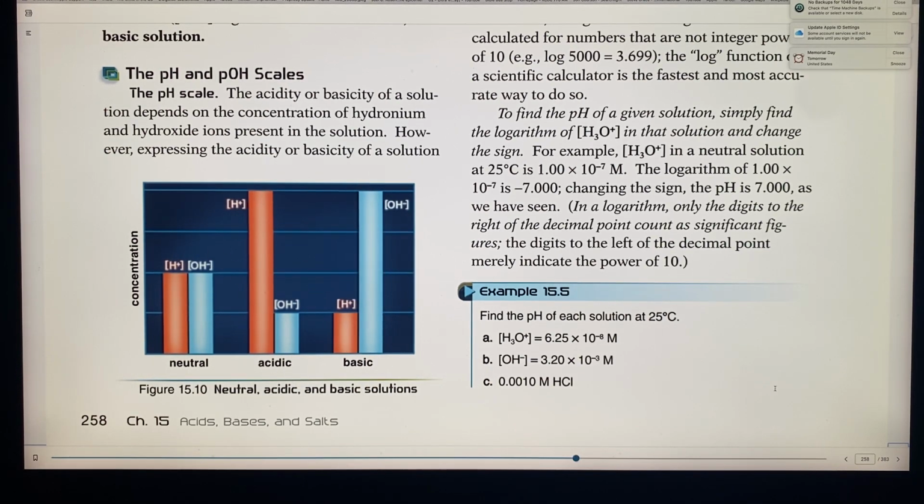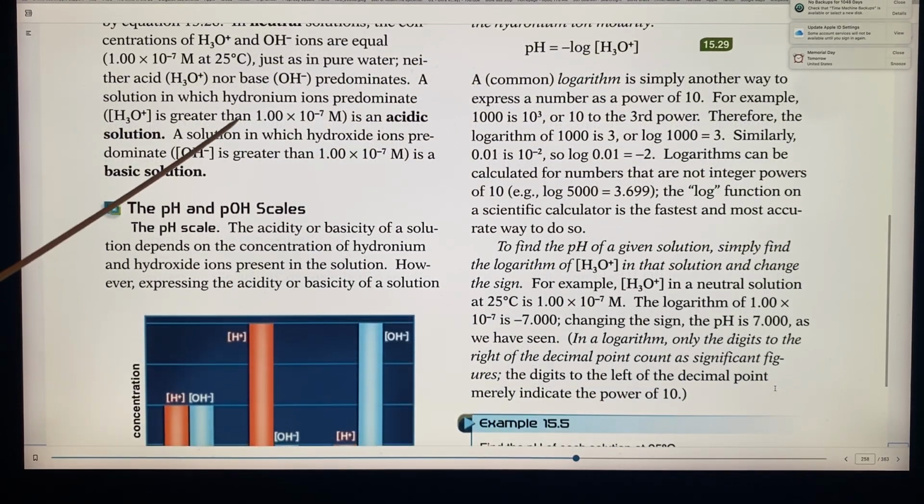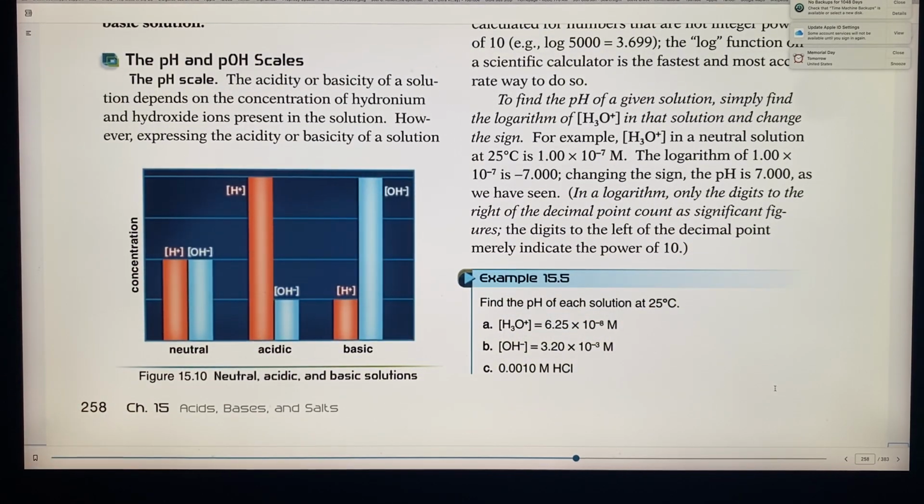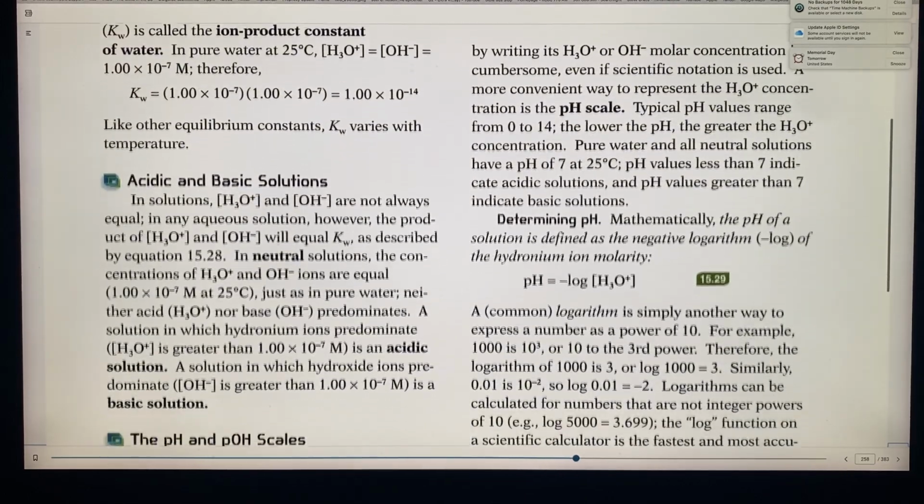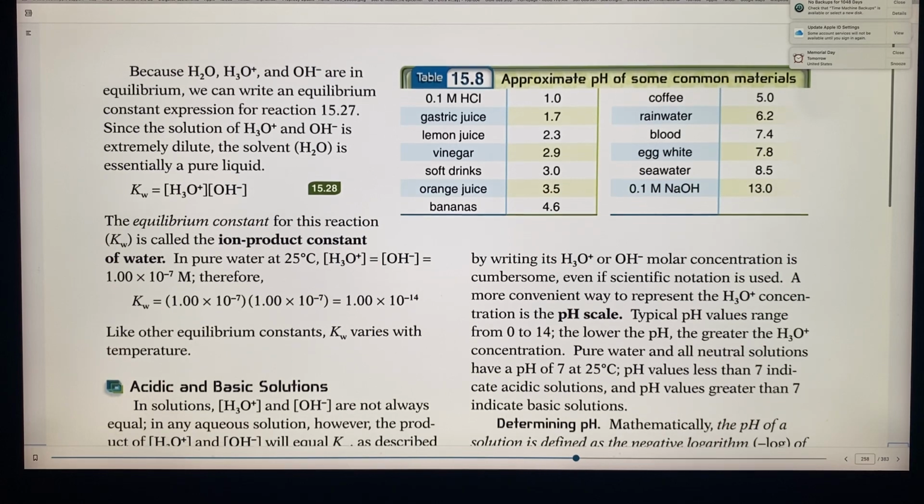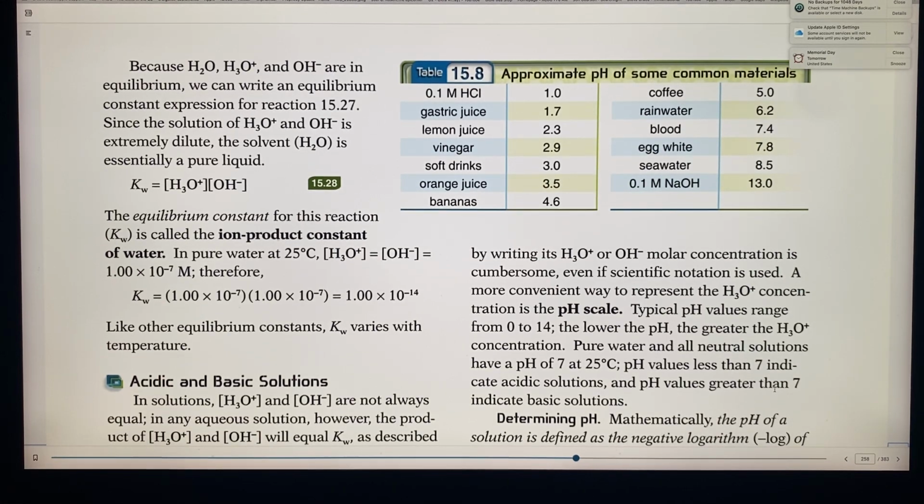And what you're really measuring is on this scale: 1 times 10 to the negative 7th is considered neutral. If hydrogen predominates above that, and if it's below that, that's how we get the solutions here. Talking about the pH, we're going to go to the approximate pH, but let's talk a little bit about what this pH scale is. Just remember, the pH scale is very important when you're talking about acids and bases.